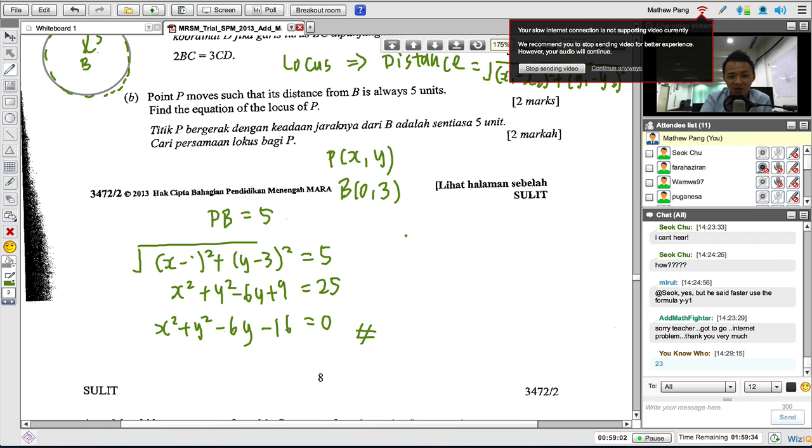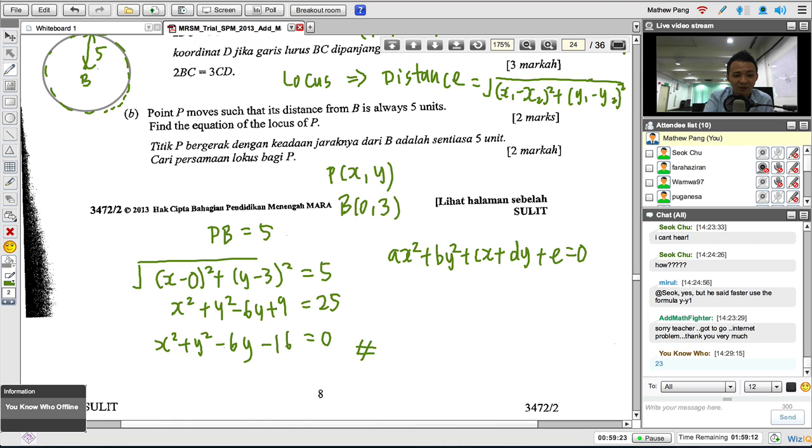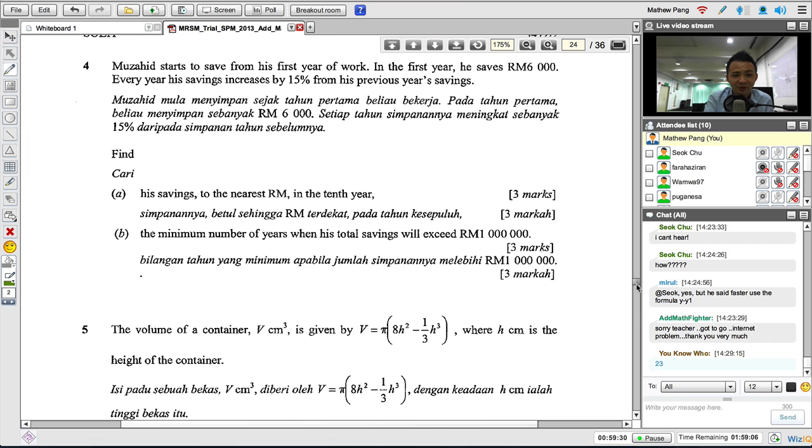The locus equation is ax squared plus by squared plus cx plus dy plus e equals 0. This is the equation of locus. But in this case it's quite simple. I hope you have no issue with locus. Just remember, whenever you see locus, just use the distance formula. Then I'm going to move on to number 4. What is this?